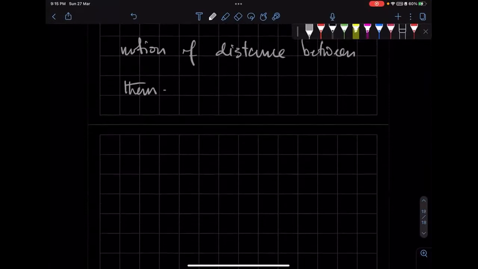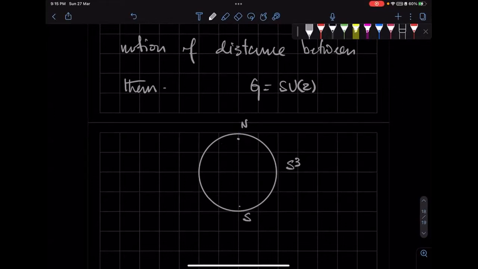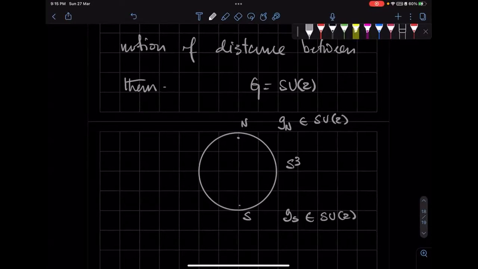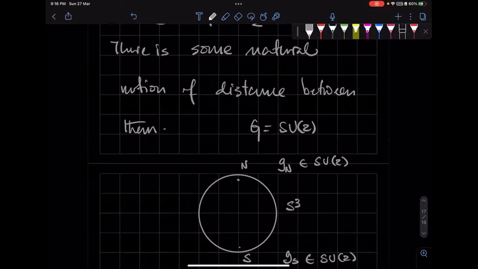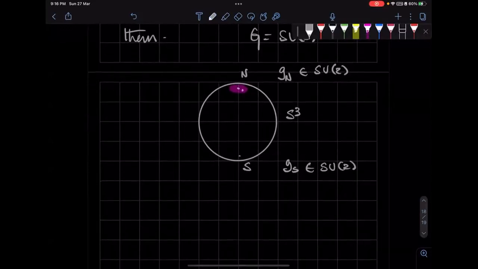So for example, if I take G to be SU2, then the manifold is S3, right? So S3 has, say, a north pole and a south pole. Obviously, the north pole is not close to the south pole, right? So there is a G north, G south. They're both in SU2, and it's clear that G north and G south are not nearby. They're as distant as you can be on S3. But there would be other elements which are in the neighborhood of G north. So for example, there would be some element, let's call it G prime, very close, and G prime would be G north plus something small. Okay.